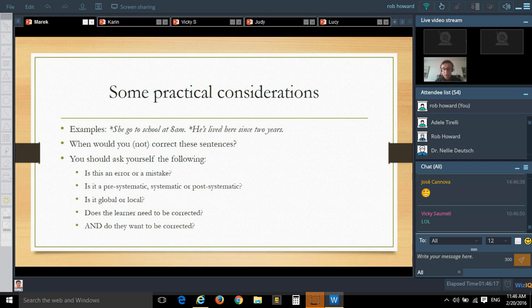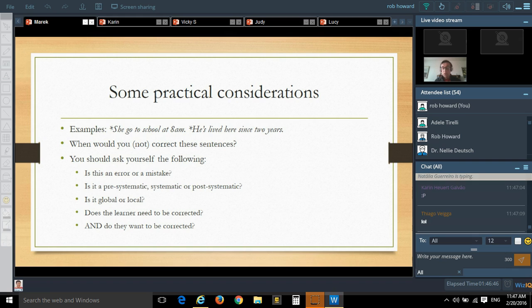So if we've got the two examples, "she goes to school," or "he's lived here since 2 years." Before you start correcting your students, I think you want to ask yourself a couple of questions. So for example, is this an error or a mistake? I.e., is this a slip, for example? Does the student know the rule, or maybe they're just practicing the rule at the moment? Is it a global error? So for example, does the error cause misunderstanding? Or maybe it's a local one, which doesn't really cause any misunderstanding.